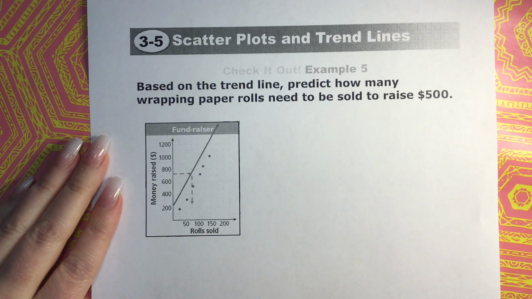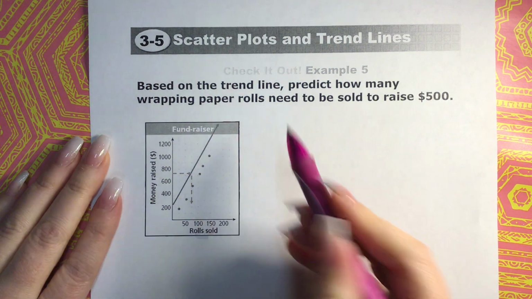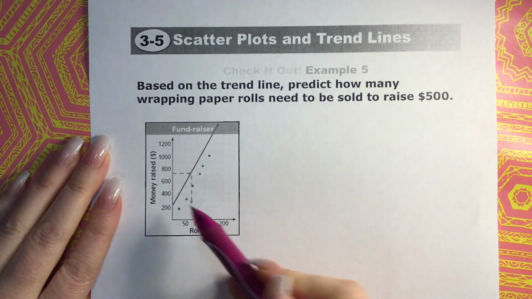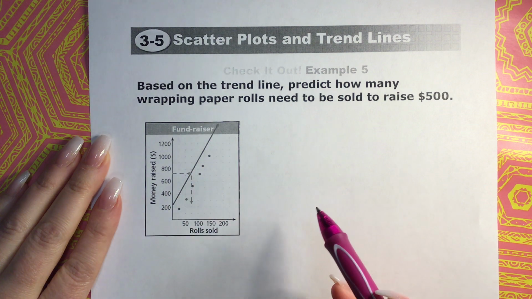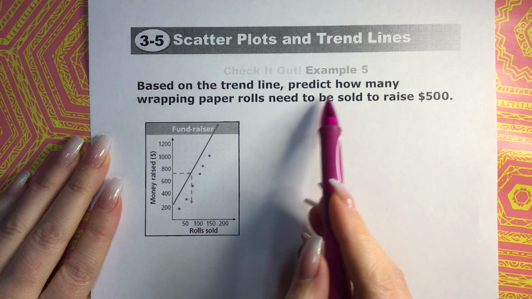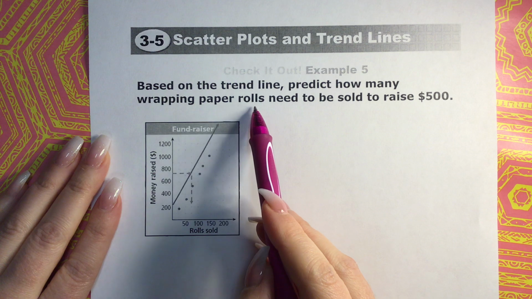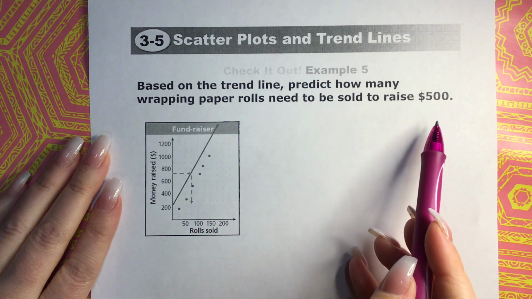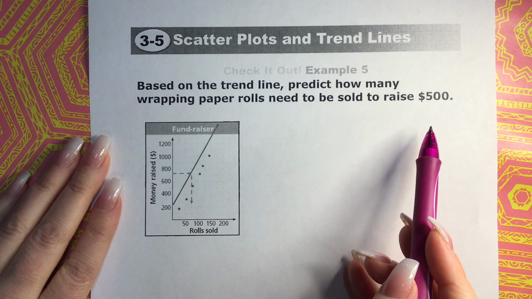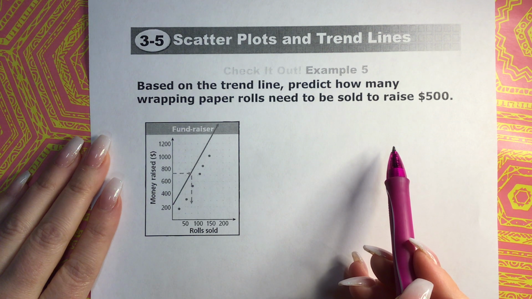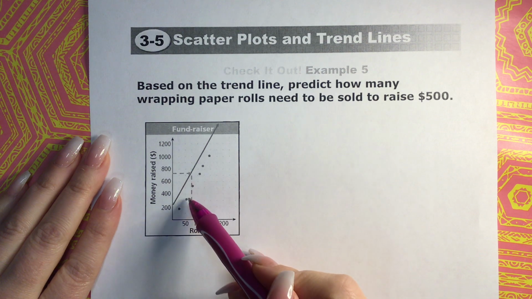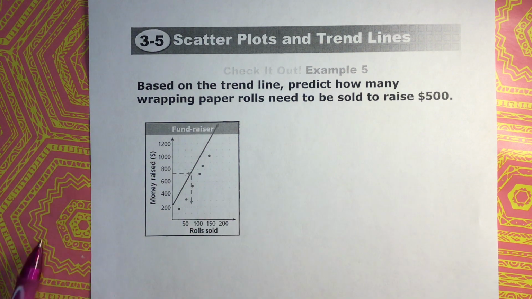Okay, so based on the trend line, we have another scatter plot here, and here's the trend line. Predict how many wrapping paper rolls need to be sold to raise $500. Okay, so I just think that this line looks like it's off. This whole thing looks like it's off. You know what? Let's not worry about this problem. We'll just leave it at that.